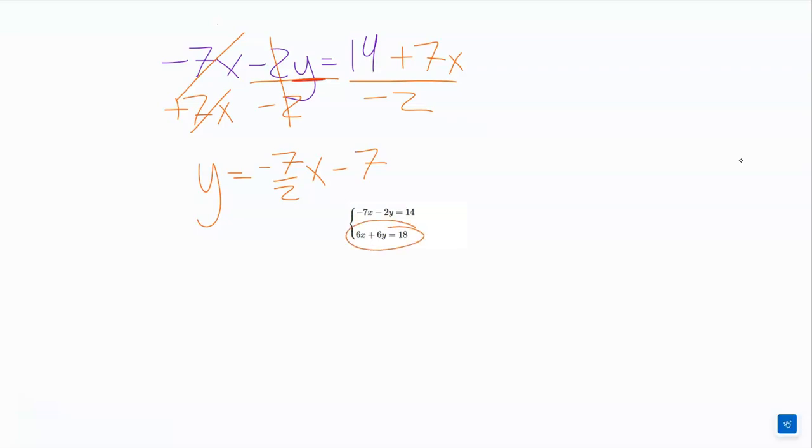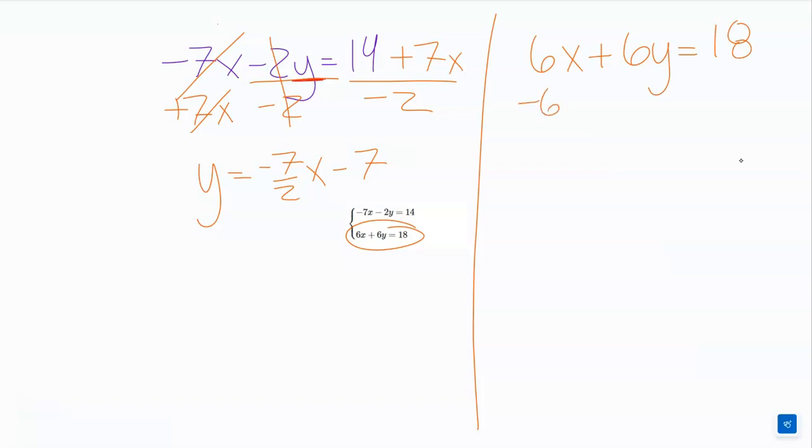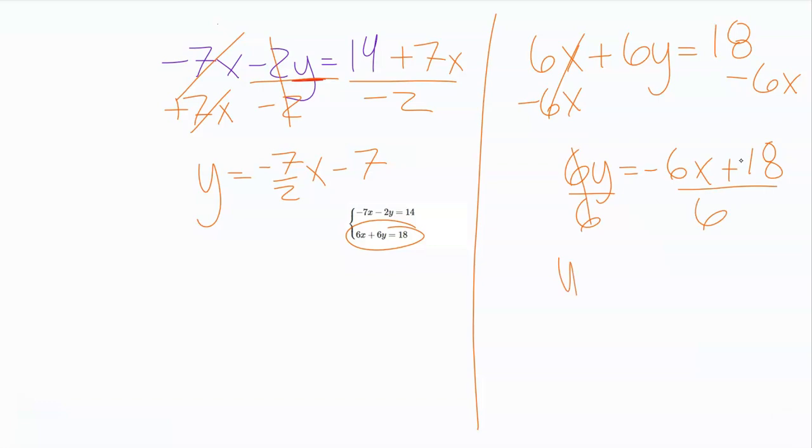Now let's do this one down here. So we have 6x plus 6y equals 18. Subtract 6x from both sides. So 6y equals negative 6x plus 18. And then lastly, divide by 6. So y is equal to negative 6 over 6, which is negative 1, x, and 18 divided by 6 is 3. So now we have our two equations in slope-intercept form.